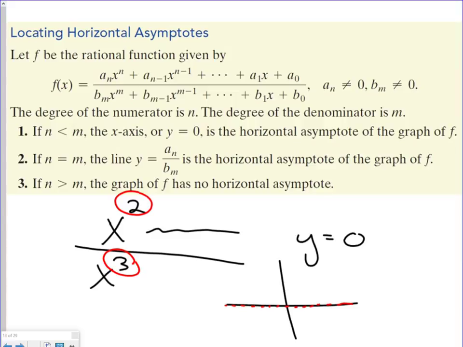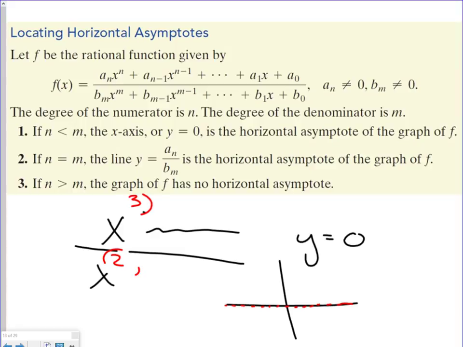I'm just thinking like if it was opposite. We're good? If the numerator is smaller than the denominator, then y equals 0 will be the asymptote. Now let's flip that, okay? If the top one is bigger, like let's say this is a 3 and that's a 2, then it will not have any horizontal asymptotes. If the numerator is bigger than the denominator, it will not have horizontal asymptotes.